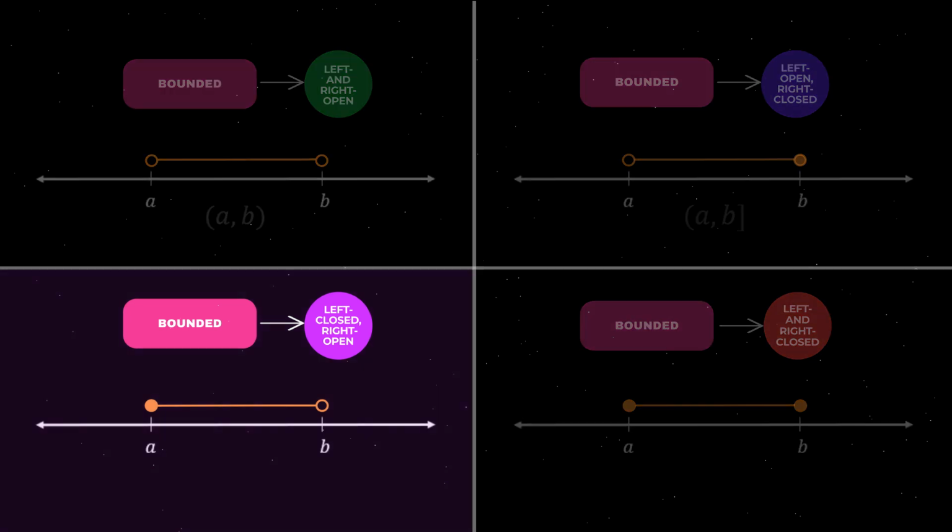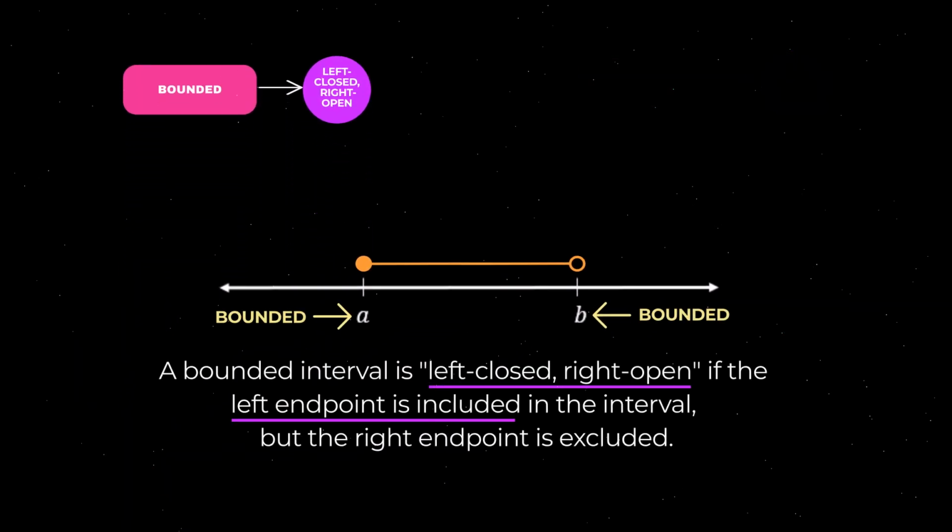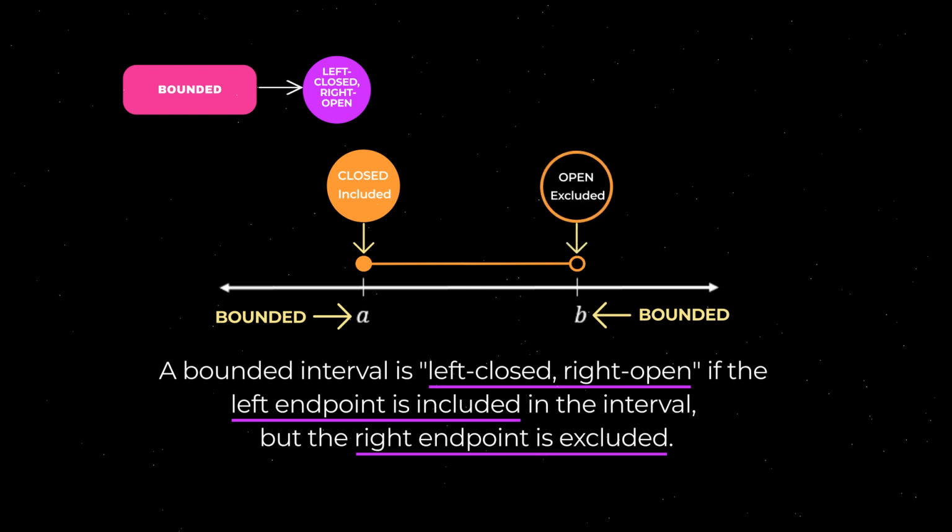A bounded interval is left closed, right open if the left endpoint is included in the interval but the right endpoint is excluded. A general example of this type of interval is shown on the number line here, where the closed circle above the left endpoint indicates the inclusion of this endpoint, and the open circle above the right endpoint indicates the exclusion of this endpoint.